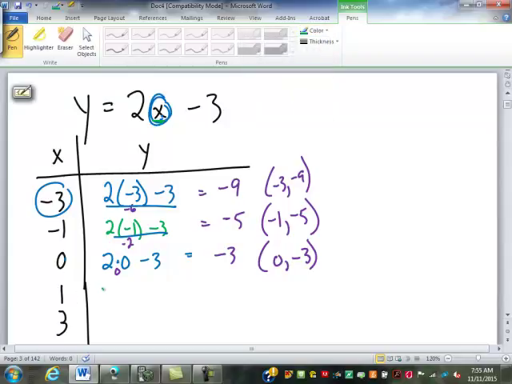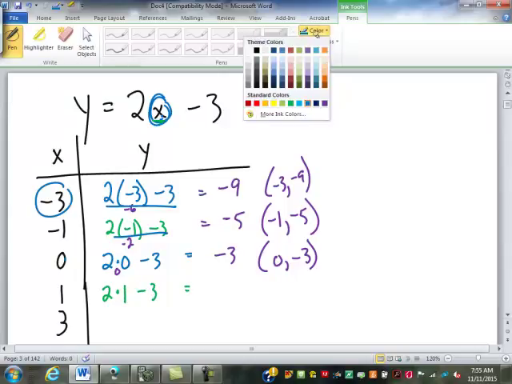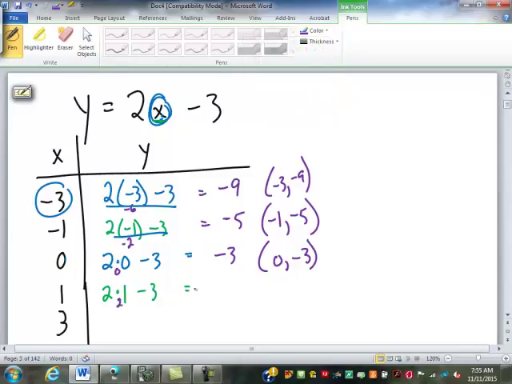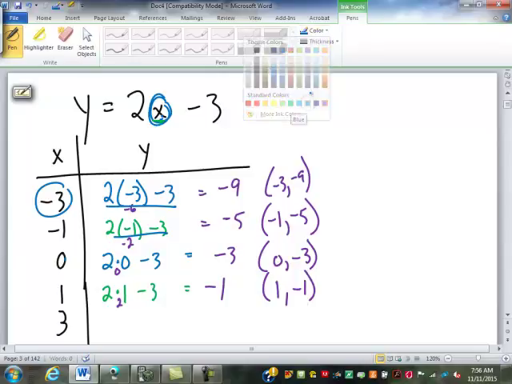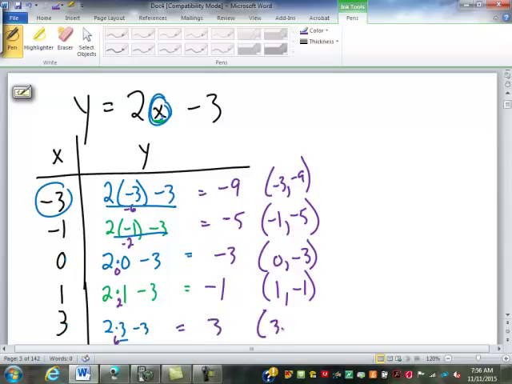So what's this going to become? 2 times 1 minus 3. 2 times 1 is 2, minus 3 is -1. So 1, -1. And finally, 2 times 3 minus 3. Put the 3 in for x. 2 times 3 is 6. Minus 3 is 3. So 3, comma 3.